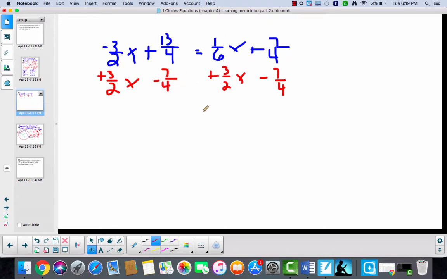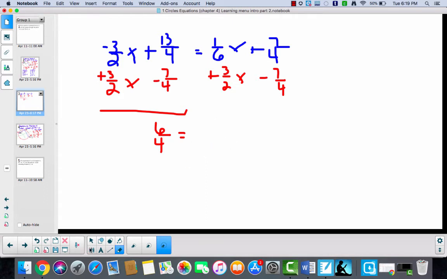So to add these, I need to make sure I have a common denominator. Well, the common denominator would be 6 for both of those. So 13/4 minus 7/4, they already have a common denominator, so that's 6/4. I could simplify that, but I'm just going to wait until the end. Common denominator for 6 and 2, though, would be 6, so I need to multiply this by 3. So this would be 9/6. That's a terrible 6. Sorry about that.